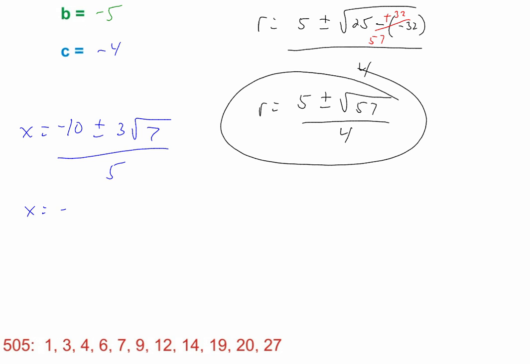However, you could, if you wanted to, do this. And there's a time when this is the preferred format. This part will happen, right? But the other part stays divided by 5. And that would be a true answer, negative 2 plus or minus 3 times square root of 7 over 5.